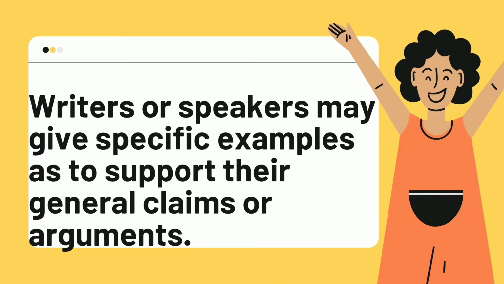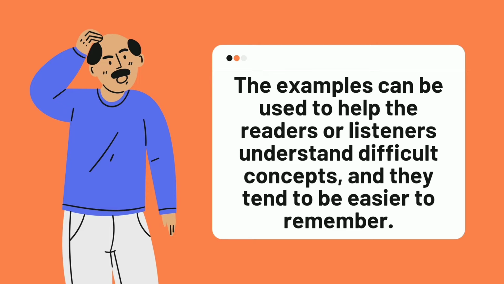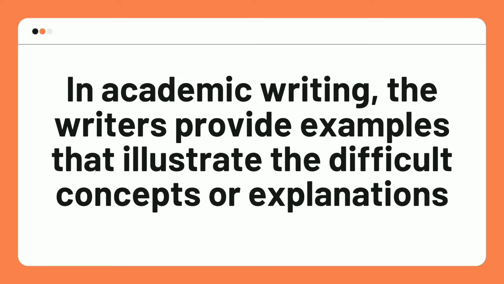Writers and speakers may give specific examples to support their general explanations or arguments. Examples can be used to help readers or listeners understand a difficult concept or difficult explanation. They tend to be easier to remember. In academic writing, writers usually provide examples to illustrate difficult concepts or ideas. It can help readers figure out the meaning of a difficult concept, new word, new concept, and the others. So the examples are specific.